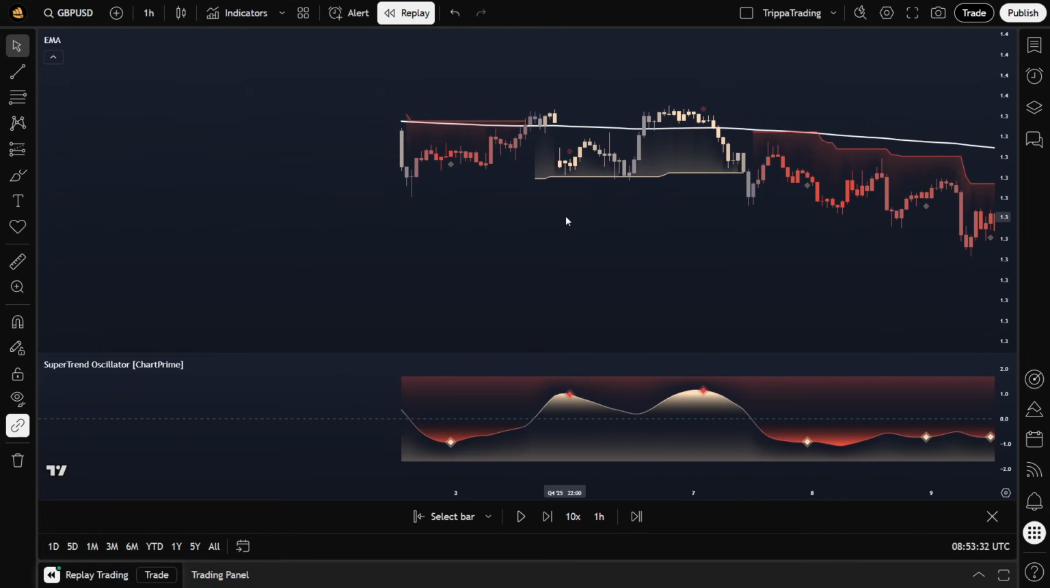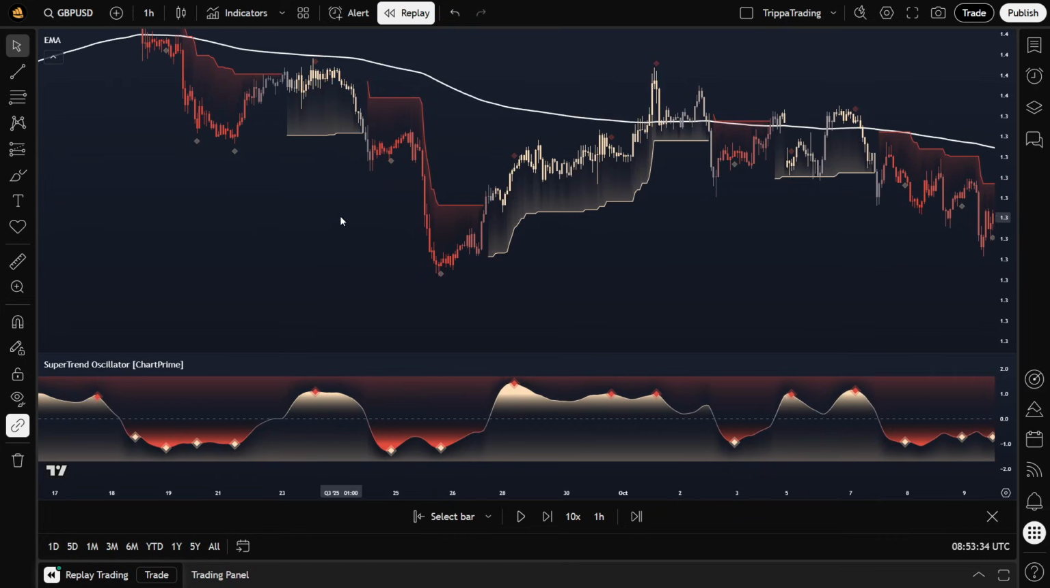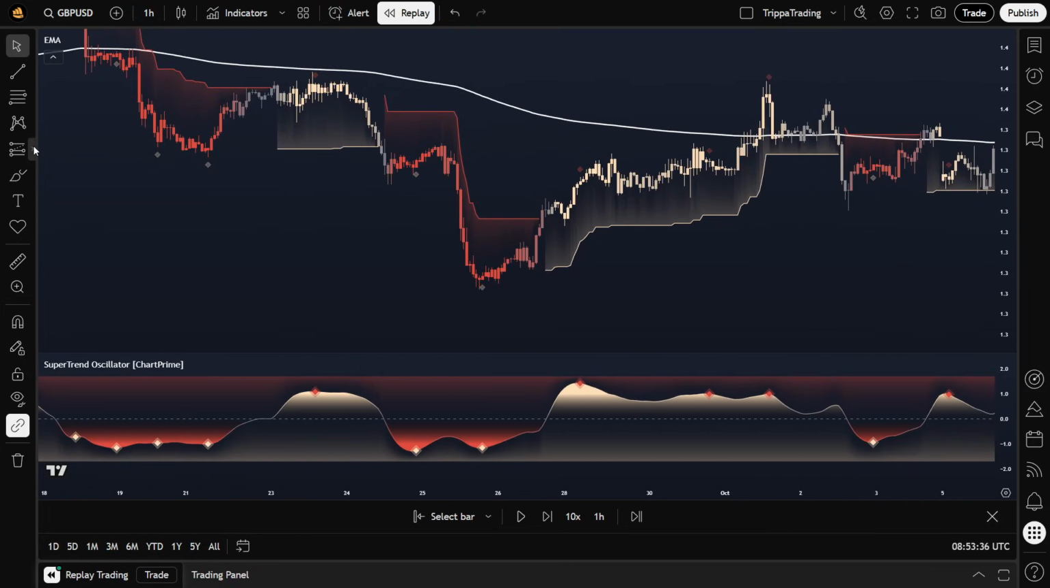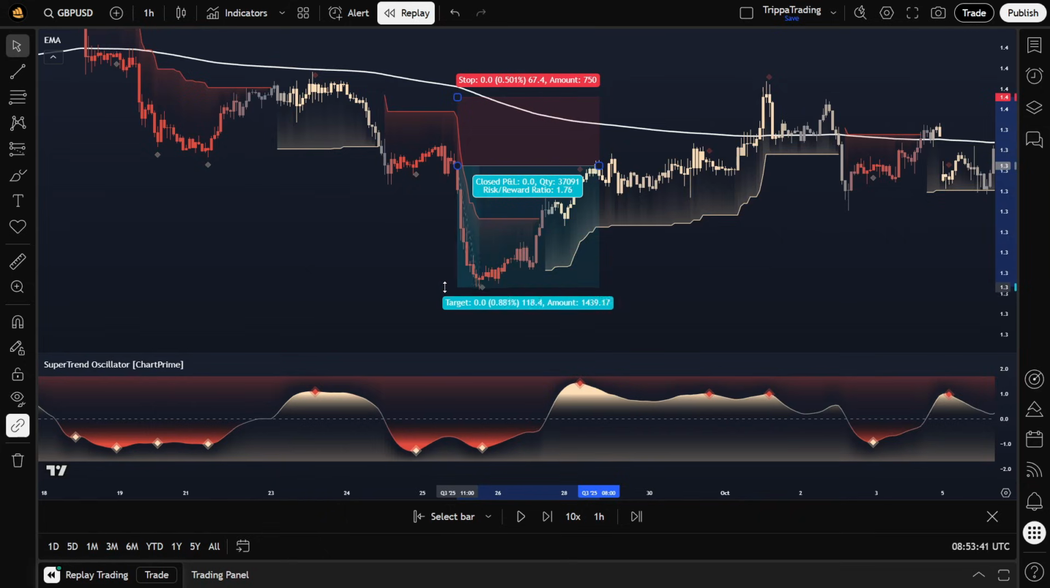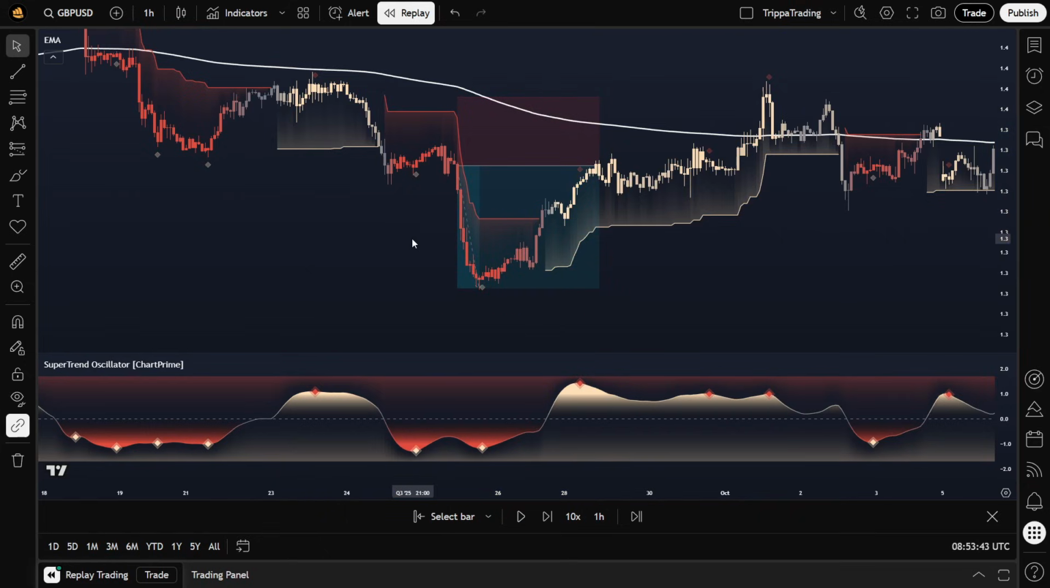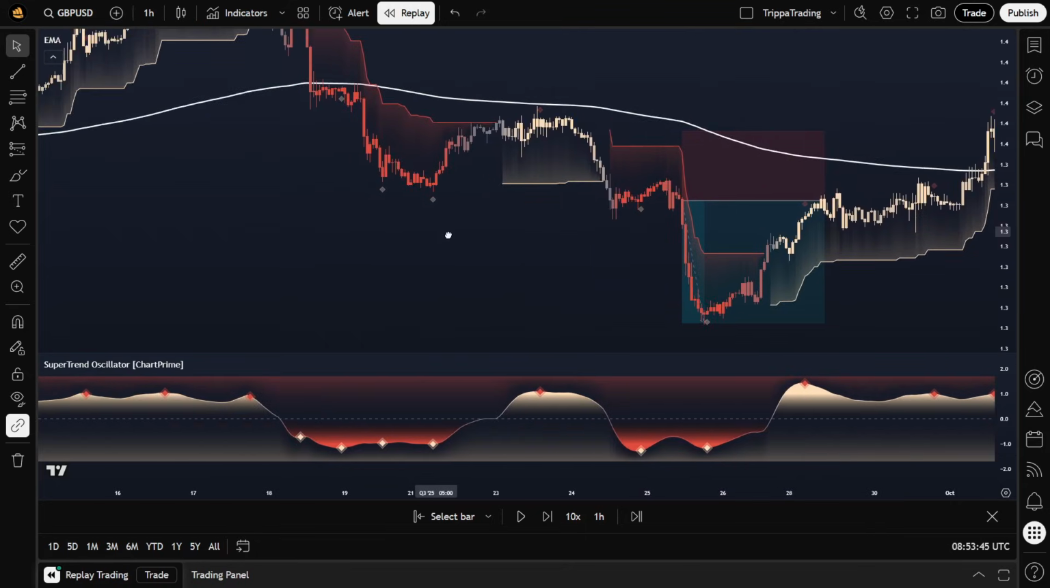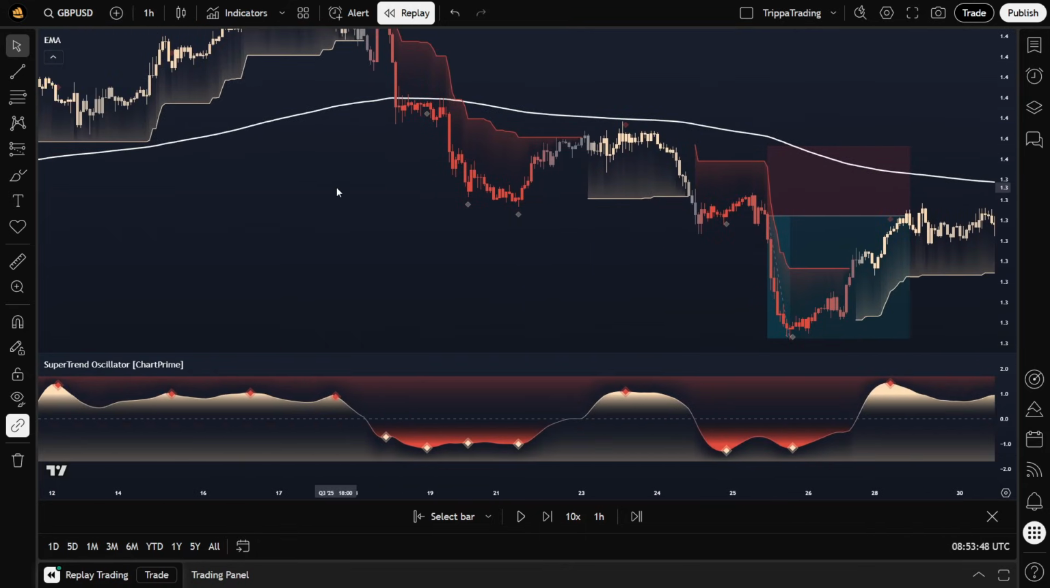As always, this is not financial advice. Test this strategy, replay it, forward test it with small risk, and make sure it fits you. No system wins all the time. But when trend, momentum, and structure line up like this, the edge becomes very clear.